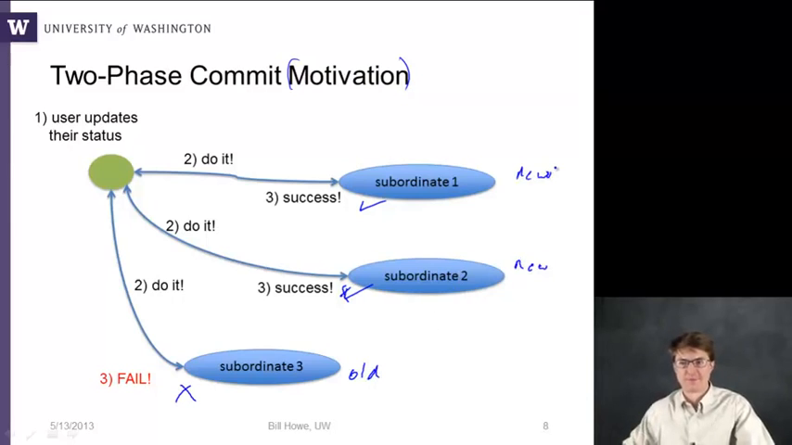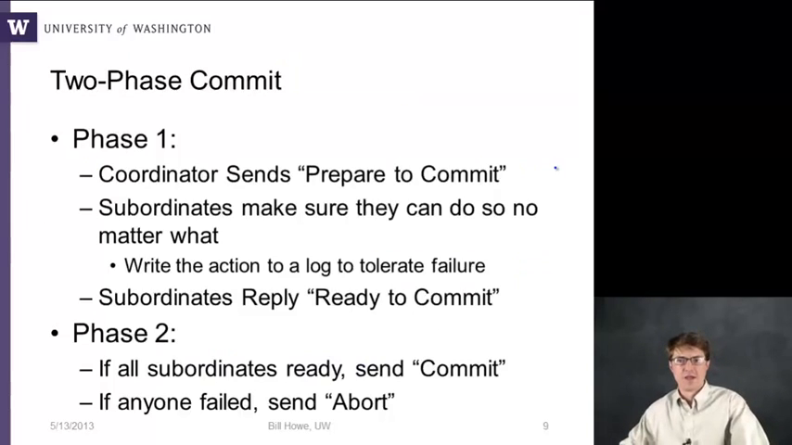So how you solve this problem is two-phase commit. And so the first phase here is the coordinator sends a prepare to commit message, and the subordinates take action to make sure that they can commit that transaction when asked, no matter what. And so typically this means writing to a log the information related to the transaction, so that even if the power goes out, when they wake back up, they can pull it from the log. Okay. And then subordinates reply with a yes, I'm ready to commit.